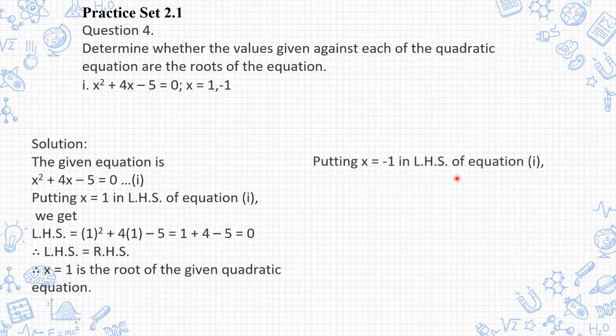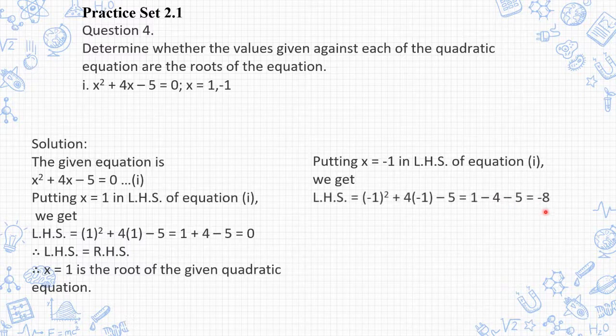So we get minus 1 square, so it was x square, so minus 1 square plus 4 into x, so 4 into minus 1 minus 5 is equal to, so minus 1 square is 1, 4 into minus 1 will be minus 4 and minus 5 as it is. So we have 1 minus 4 minus 5, which is equal to minus 8. So the left hand side is not equal to the right hand side. So left hand side we have minus 8 and right hand side we have 0. So we are getting non-zero.